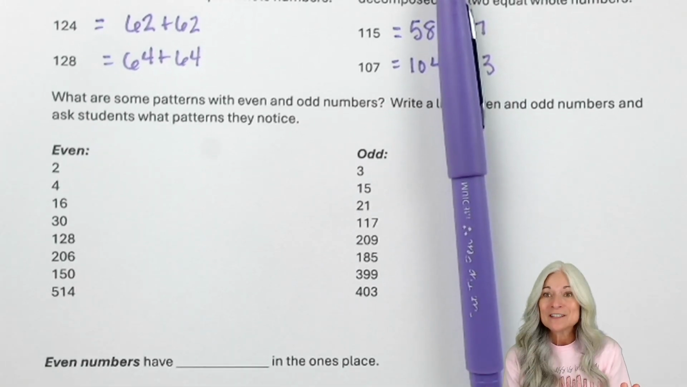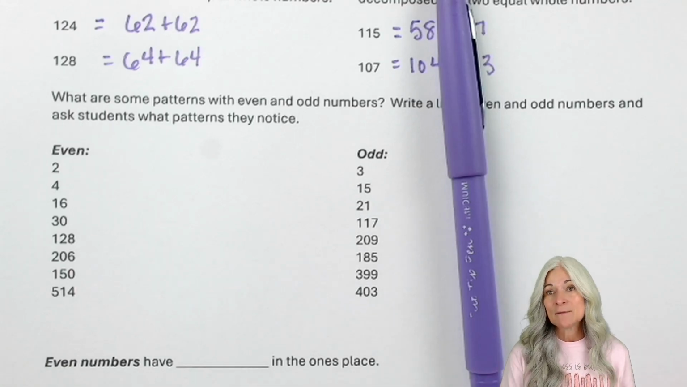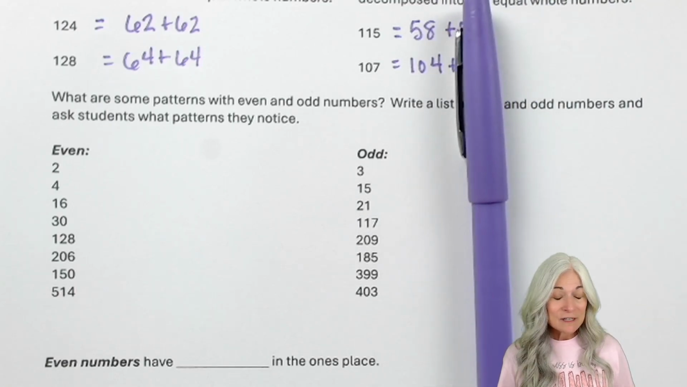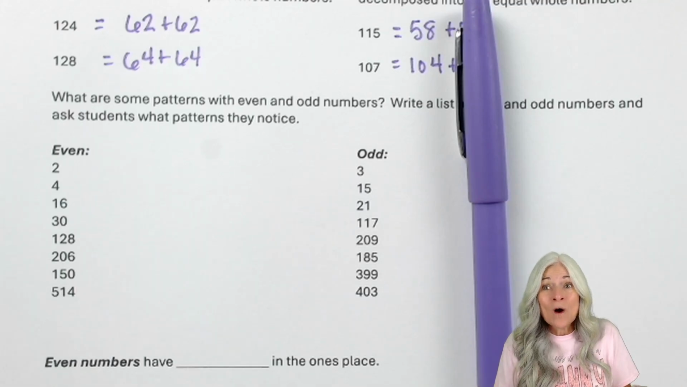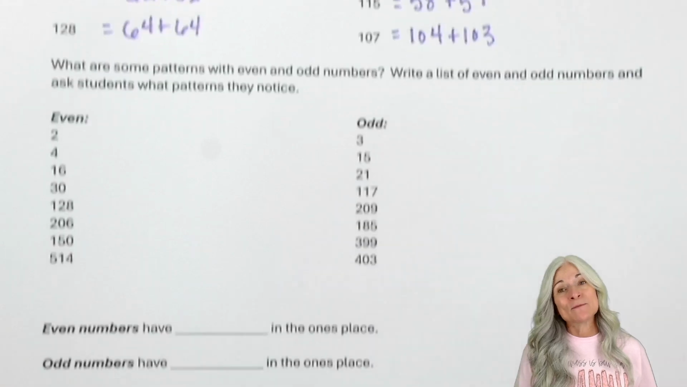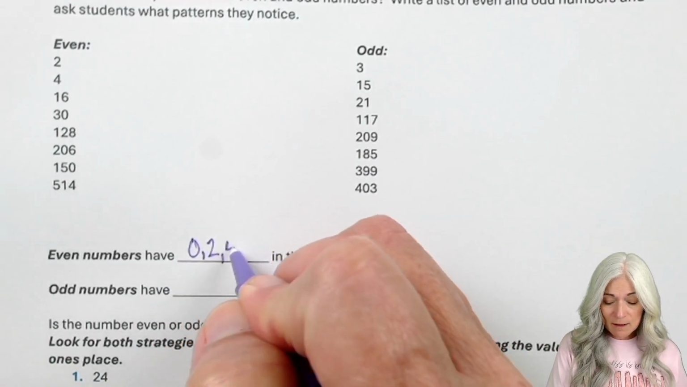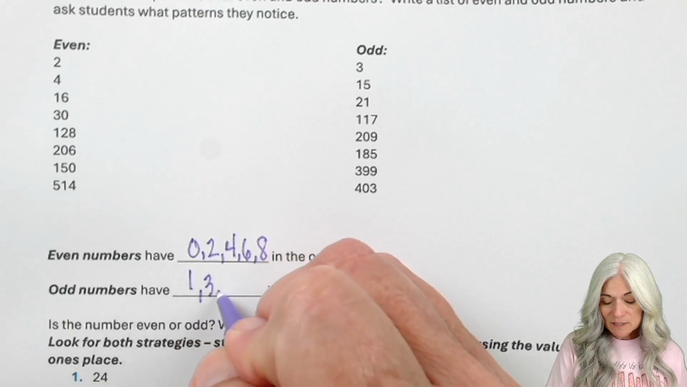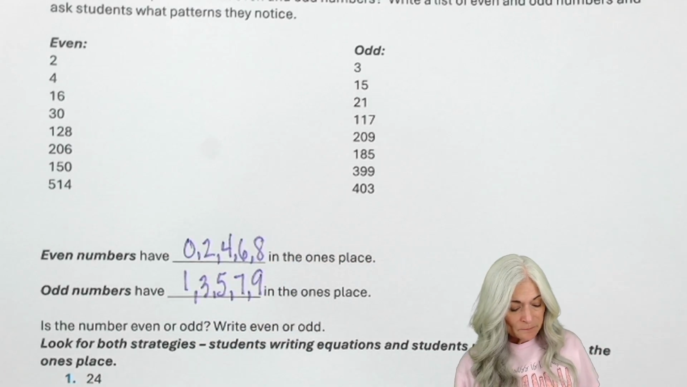Now, after we talked about that, we move into the patterns with even and odd numbers. I would either have a list of even and odd numbers or ask students to give you some even and odd numbers and ask them, what are the patterns that they notice? See if your students can come up with the patterns. Of course, we know that even numbers will have 0, 2, 4, 6, or 8 in the ones place, and odd numbers have the 1, 3, 5, 7, or 9 in the ones place.